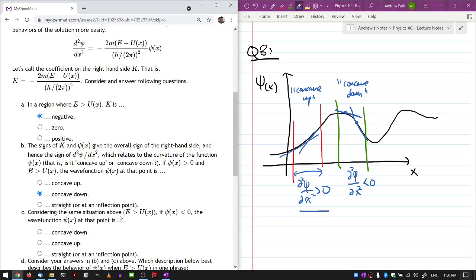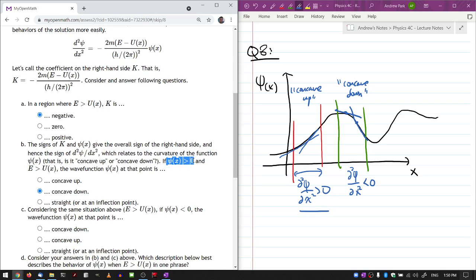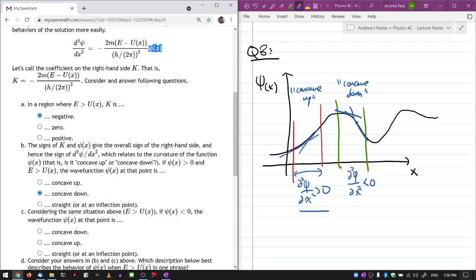Considering the same situation above, I drew it without thinking too much for the situation where the wave function is positive, and when the wave function is positive, there's nothing surprising here. In part C is where you have to be careful. Imagine if the wave function is negative. Then this right hand side as a whole is actually positive, which means the second derivative is now positive. So it would be concave up.